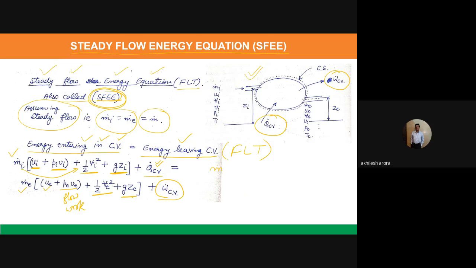So basically it is nothing but what we have considered: the mass term multiplied by internal energy plus flow work plus kinetic energy plus potential energy, plus QCV, and that is equal to m dot e, once again internal energy plus flow work plus kinetic energy plus potential energy, plus WCV. So this is a very simple way. We just have to see what are the energies which are entering into the control volume and what are the energies which are leaving the control volume. And this is the easiest way to write a steady flow energy equation. So let us proceed further.